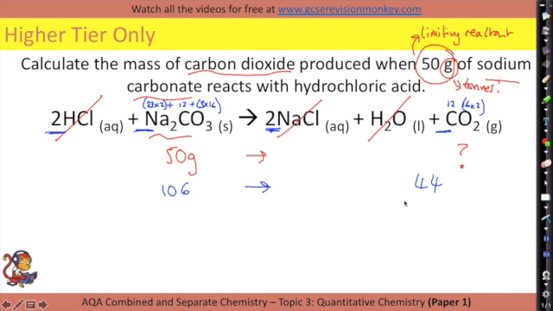So straight away we can say that 106 grams of sodium carbonate would produce 44 grams of carbon dioxide. If we then get this down to 1 by dividing it by itself and do the same thing to the other side, divide by 106, we will get 1 gram of sodium carbonate equaling a very long number in the calculator. You can keep it in the calculator, but I'll just write it out so that the answer works out right.